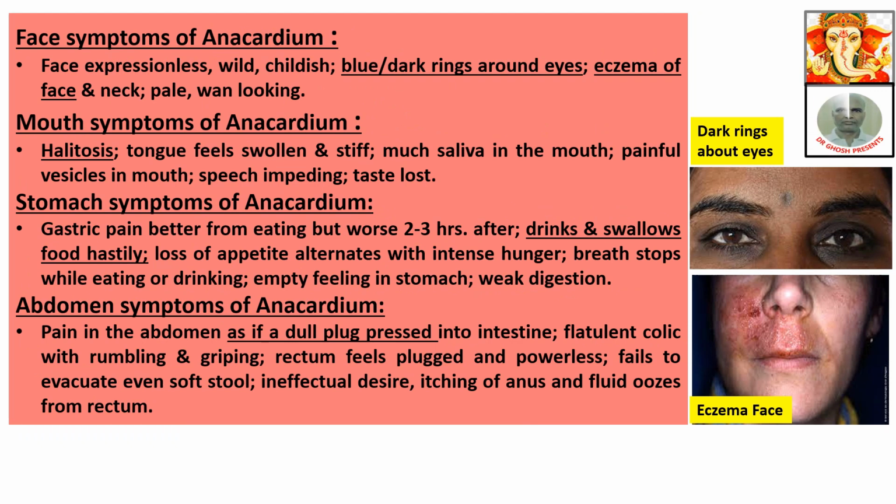Face symptoms of anacardium. Face expressionless, wild, childish. Blue, dark rings around eyes. Eczema of face and neck. Pale and worn looking. Worn looking means actually very sickly and abnormal looking. Now, blue dark ring around the eyes. This is a bluish or dark ring around the eyes.